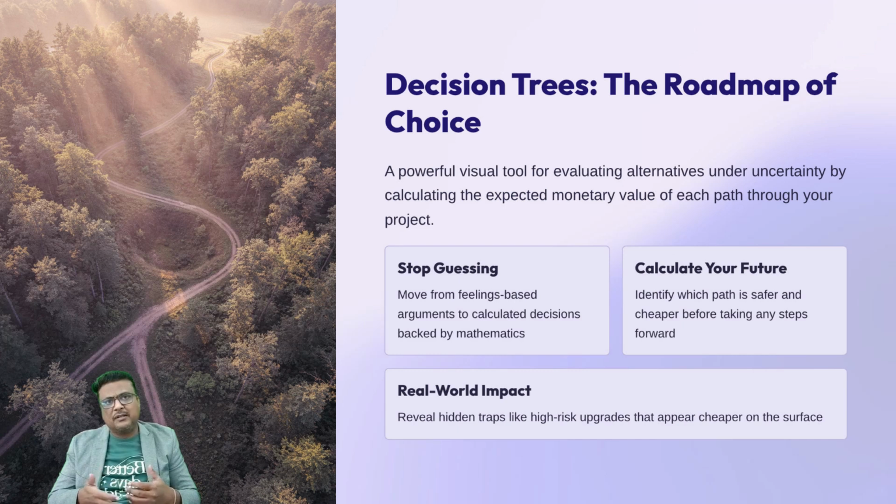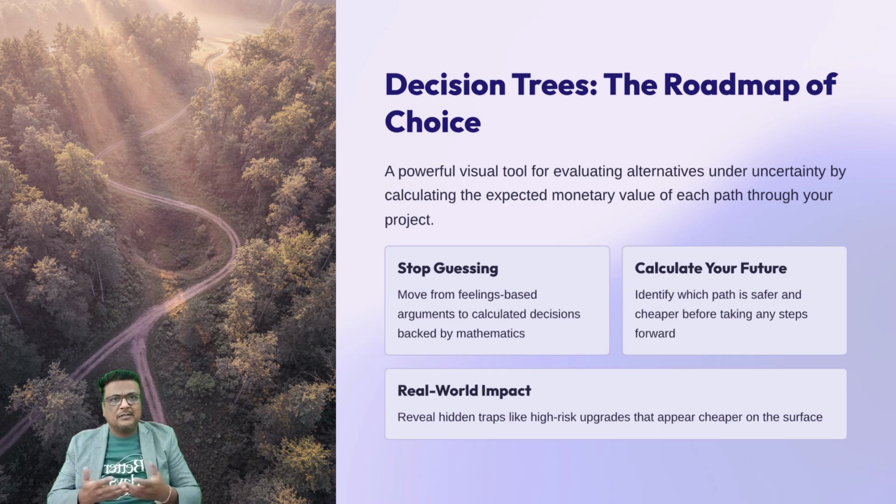I remember a project where we had to choose between upgrading our old software or buying a brand new system. Everyone was arguing based on feelings, but once we drew the decision tree, the math showed that upgrading was actually a trap because the risk of failure was so high. By using these trees, you stop guessing and start calculating your future.